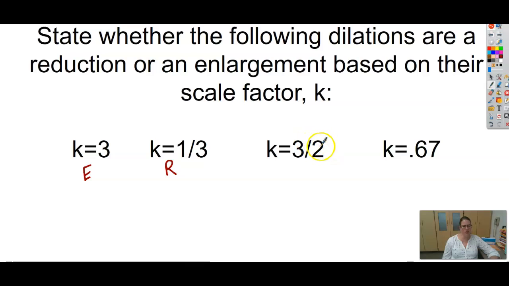3/2 is a fraction, but it's a fraction that's bigger than 1 because 3 divided by 2 is 1.5, so that's an enlargement. And 0.67 is between 0 and 1, so that would be a reduction. Okay. So let's look at another example.